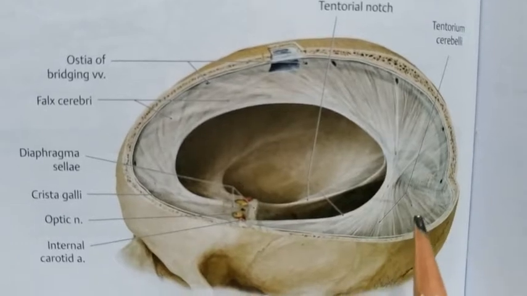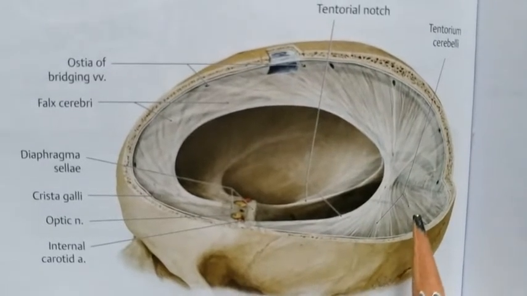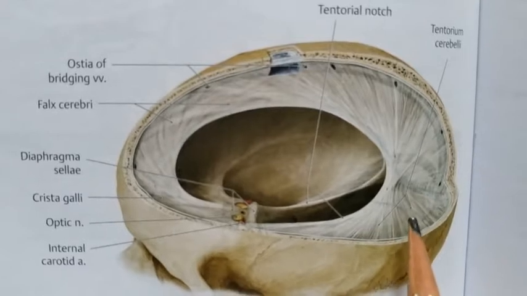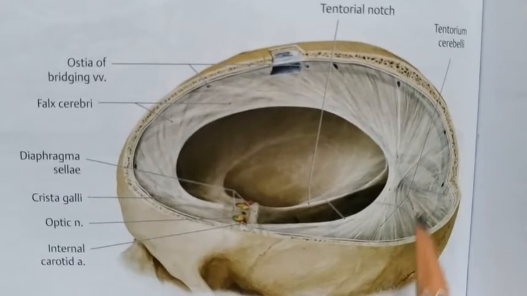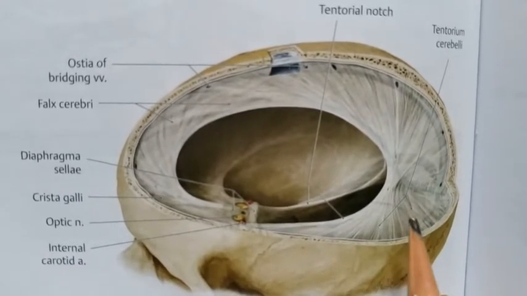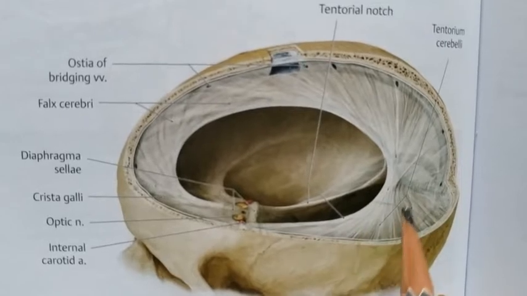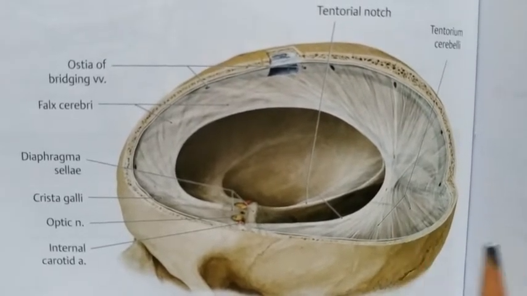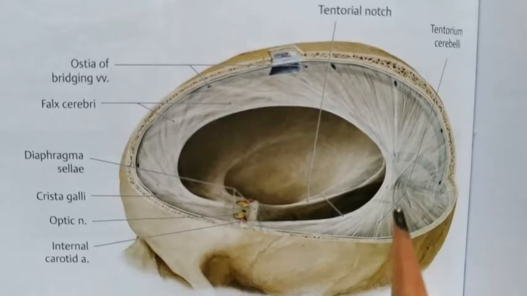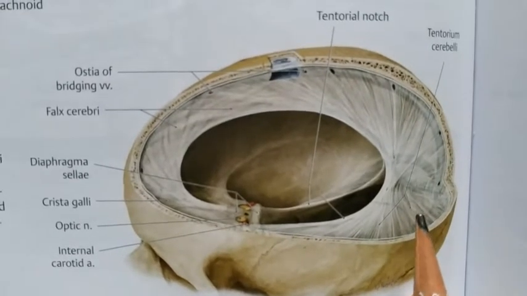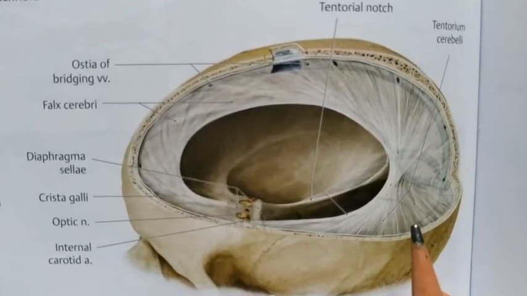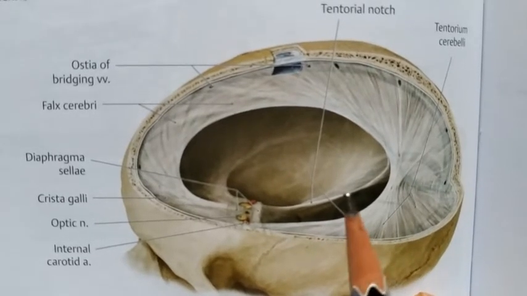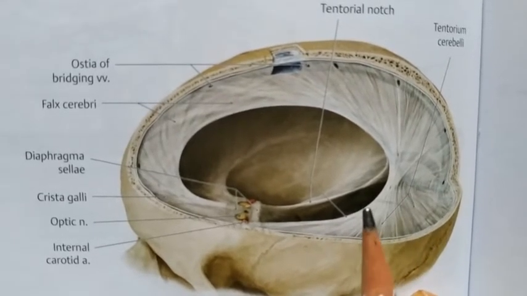Then we come to the next dural fold, the tentorium cerebelli. The tentorium cerebelli is present transversely. It divides the occipital lobe of the cerebrum from the cerebellum. The tentorium cerebelli also divides the cranial cavity into a supratentorial part and an infratentorial part.